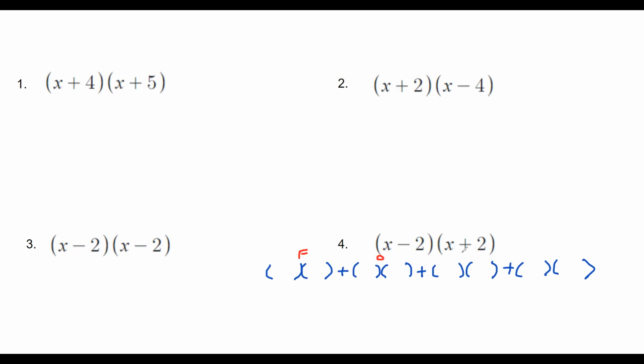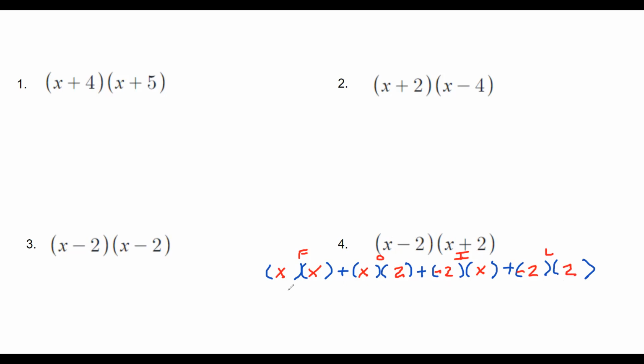First, outside, inside, and last. First, once again, x and x. It doesn't always have to be x and x, but I kept them simple in this case. Our outside, x and positive 2. Inside, negative 2 and x. Maybe you can see what's happening here. Negative 2 and positive 2. That's going to be negative 2 and positive 2.